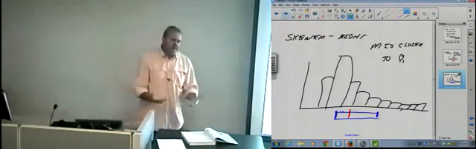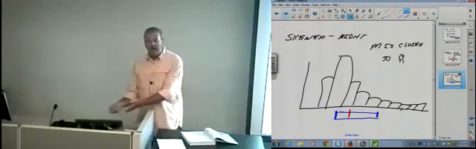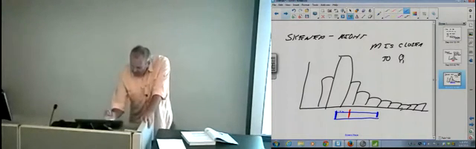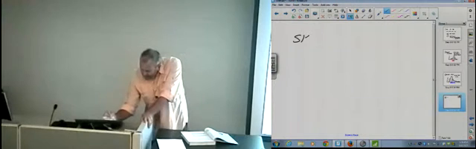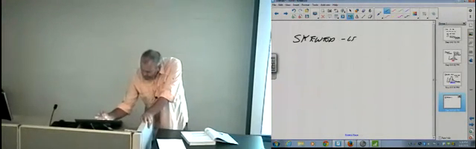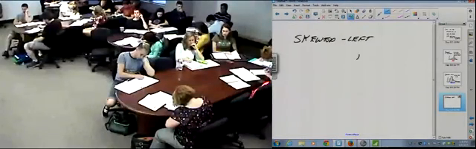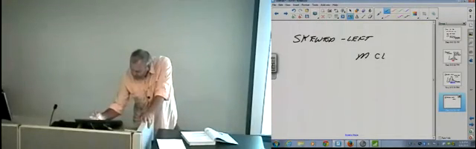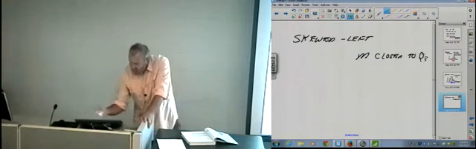What do you think skewed to the left is? It's just the other way, right? So if I'm looking at skewed left, the median is closer to the third quartile.